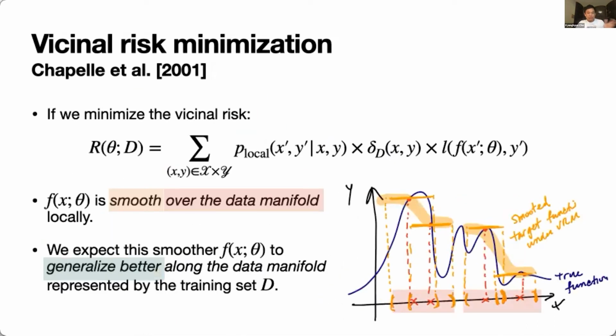So, one of the reasons why we often impose this smoothness, and how the vicinal risk minimization is supposed to work, is because we expect such a smoother classifier to generalize better. And it should generalize better along the data manifold represented by the training set D and their neighborhoods. I'll come back to it at the very end of the talk, to check whether it is indeed true, and whether this kind of expectation is reasonable in real world problems.